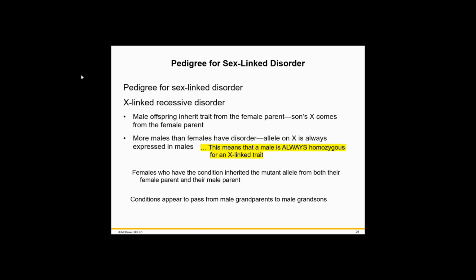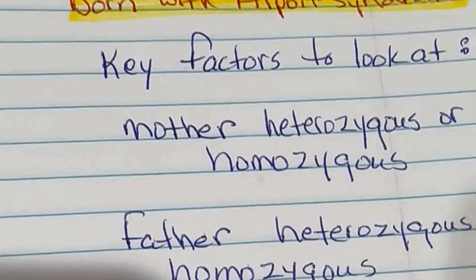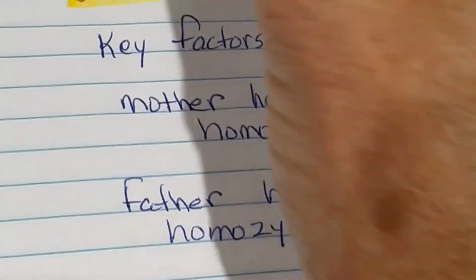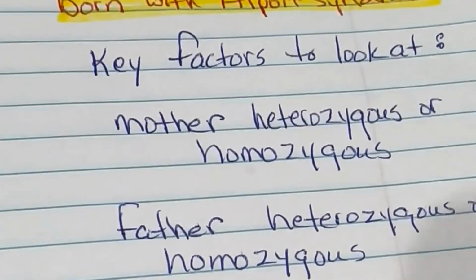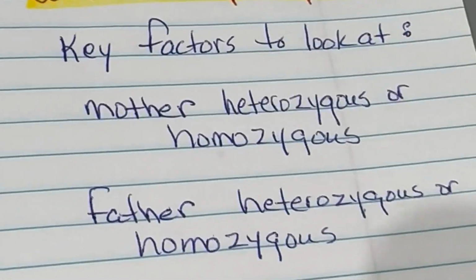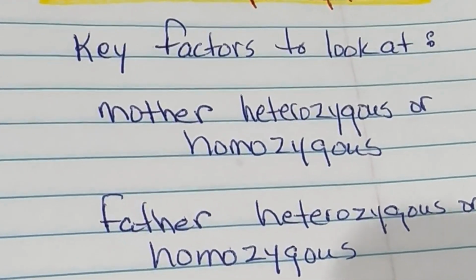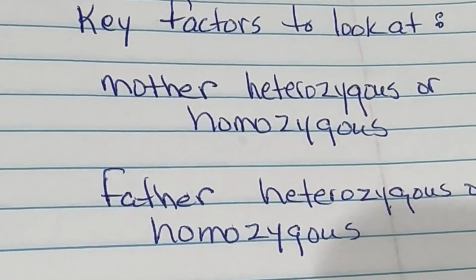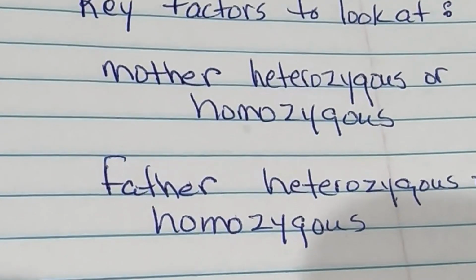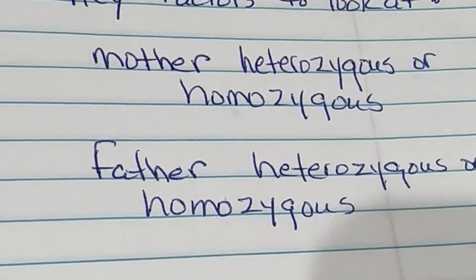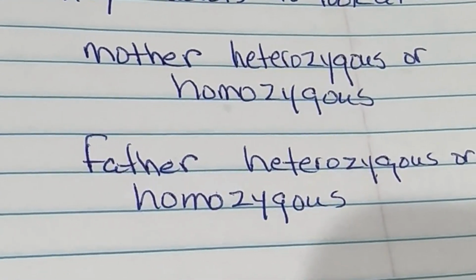And conditions appear to pass from male grandparents to male grandsons with X-linked recessive disorders. Let's look at this X-linked disorder. X-linked has to be on the X chromosome, not the Y. It says a mother with Alport disease whose father was unaffected marries a man that is also unaffected. How many sons in each pregnancy can be born with Alport syndrome?